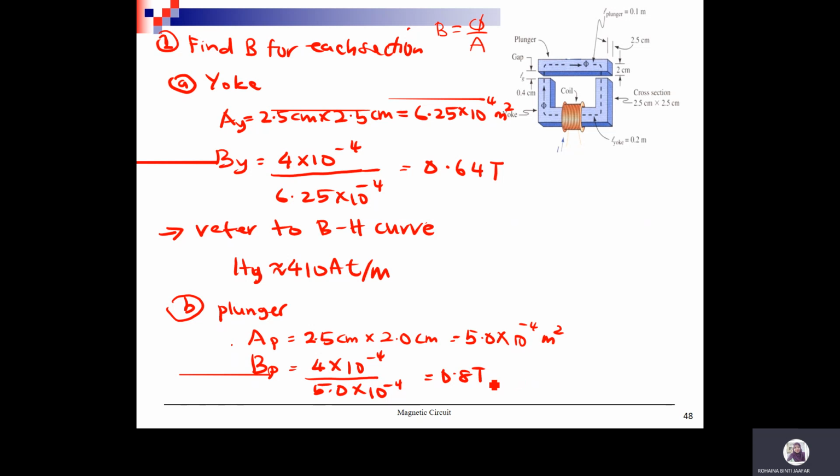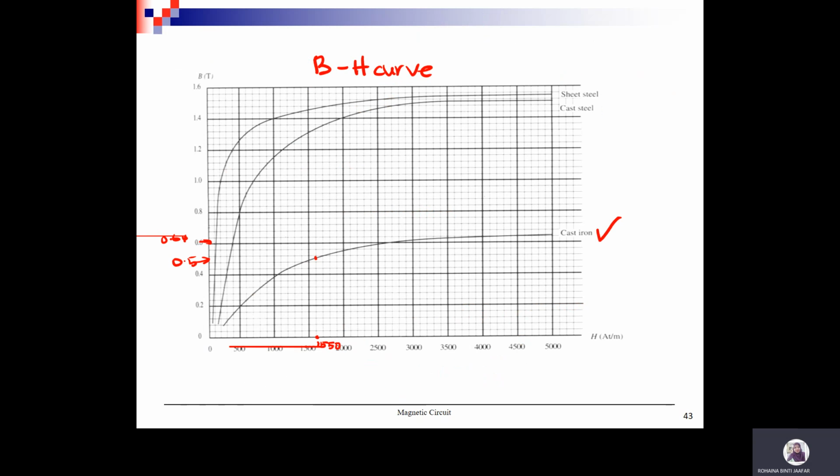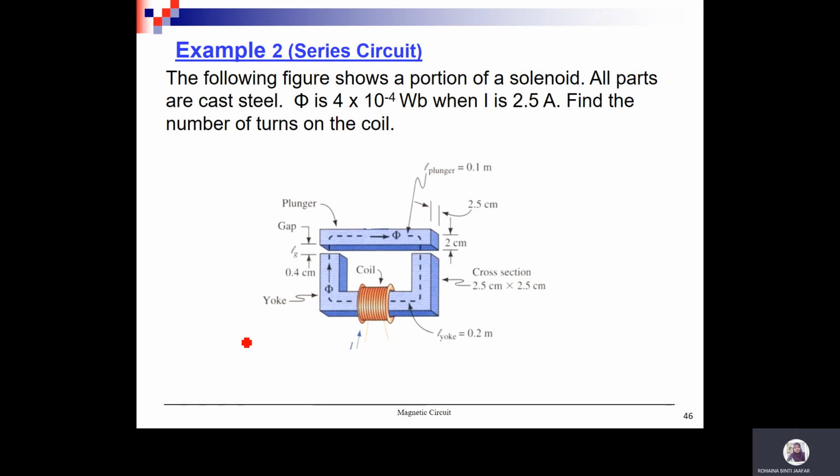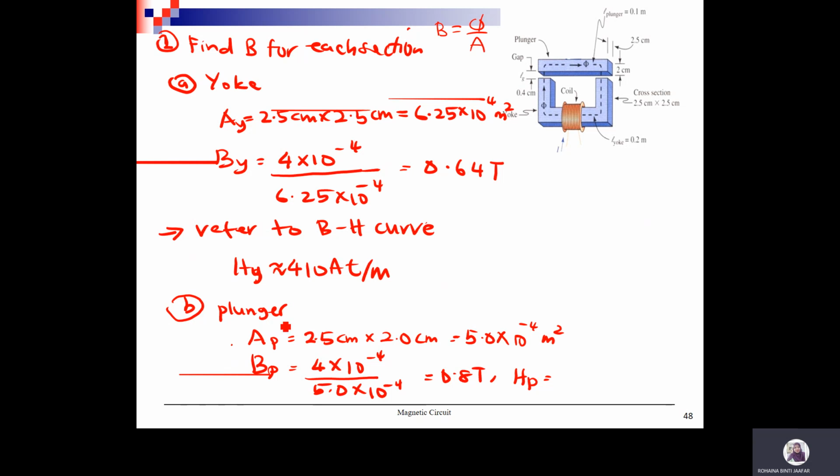Okay, refer to your BH curve. So H plunger at 0.8, here for cast steel, around 500. Your H is around 500. So H for plunger is around 500 ampere turn per meter.